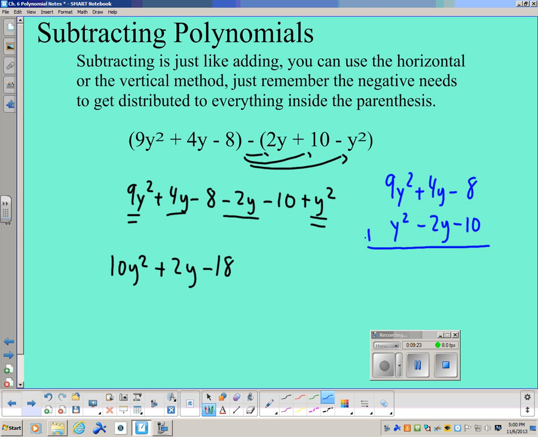So now, because I've already distributed the minus through, I'm just going to add. So 9y squared plus 1y squared here is 10y squared. 4y minus 2y here is plus 2y. And negative 8 plus the negative 10 here gives me minus 18. So notice that we get exactly the same answer whether we use the horizontal or vertical method.